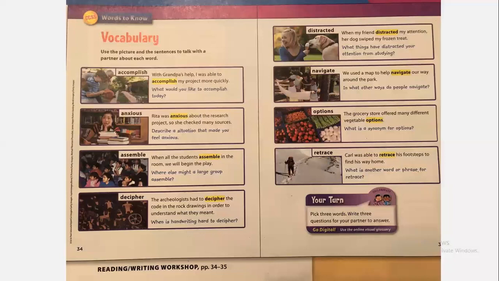When my friend distracted my attention, her dog swiped my frozen treat. What does distracted mean? Draw one's attention away from what one was doing or thinking. Okay, so here the dog took the treat because she was distracted. She was not paying attention. Okay, so if someone distracts you, it means he drew your attention away from what you were doing.